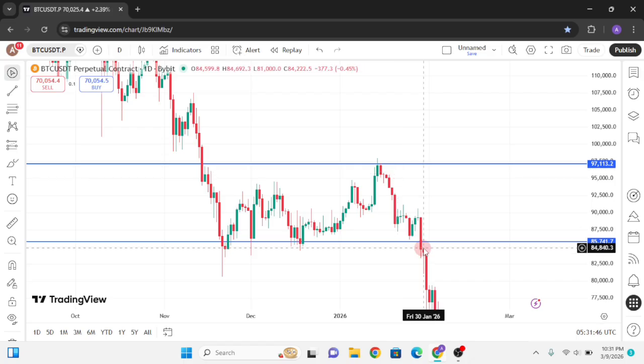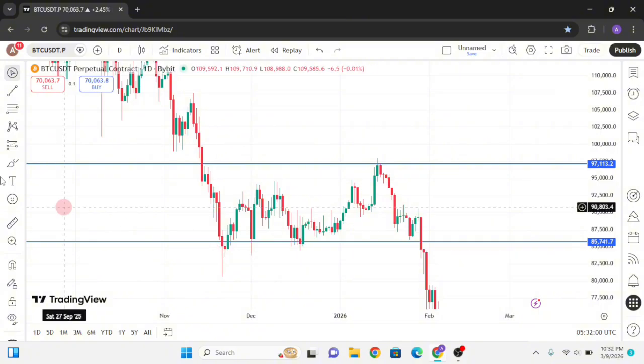Draw the lines. The second step is that I am going to use the horizontal line tool, which is this one, and click here on the left. It's always on the left, like this place.